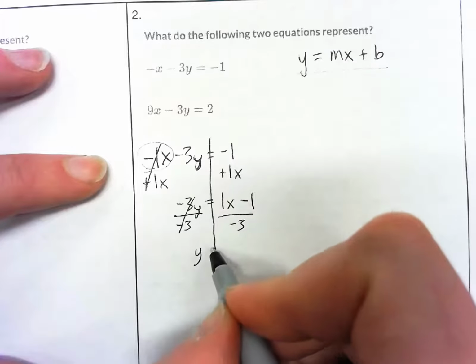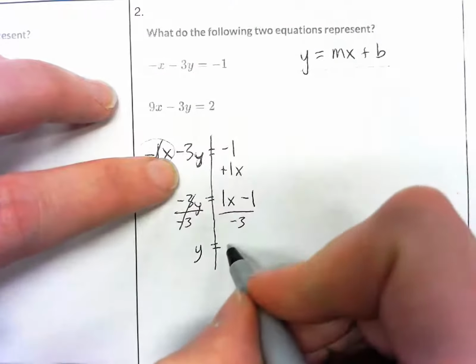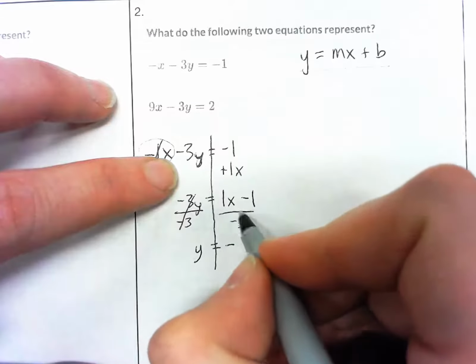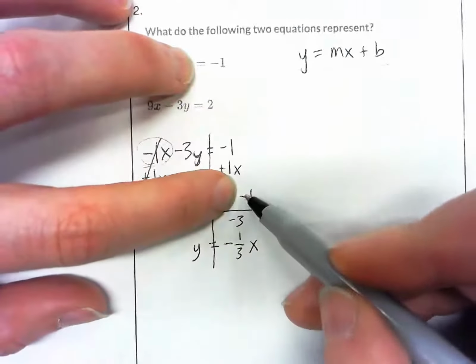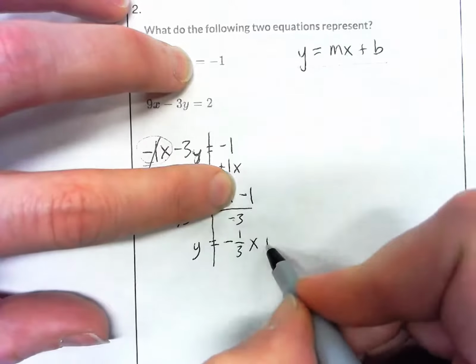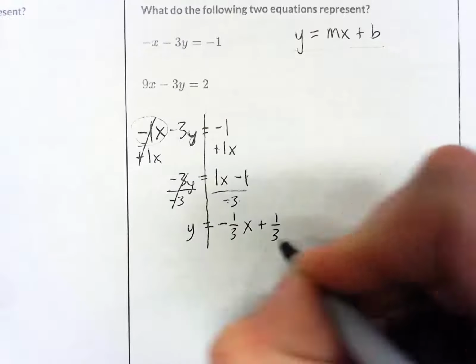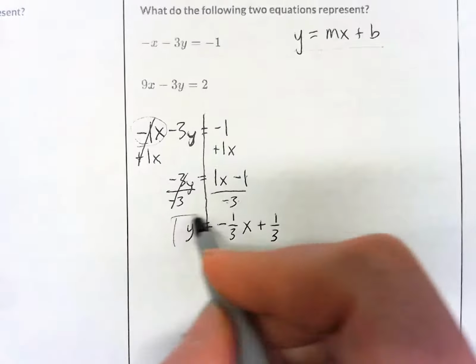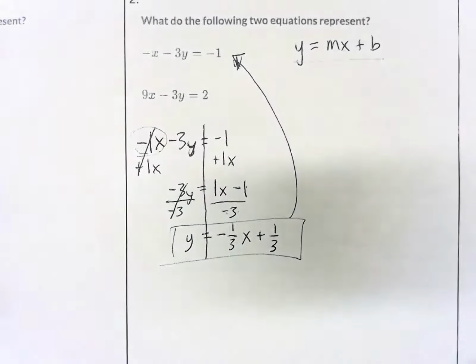This cancels, and I'm left with y equals. Then we have a positive divided by a negative, so that's going to give me a negative. And then 1x divided by 3, so that would be 1 over 3x. Then I have negative divided by negative, that will give me a positive. And I'm left with 1 divided by 3, which will give me just a fraction, 1 over 3. So this is the y equals mx plus b format for that equation right here.